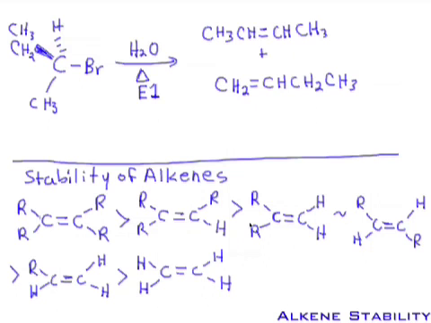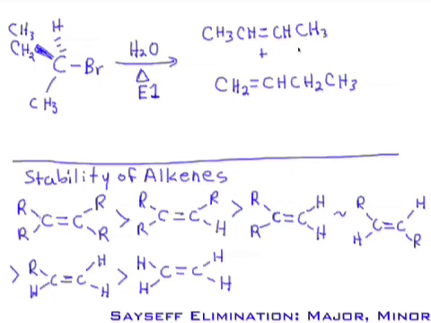Well, what does this have to do with which alkene predominates? Well, if the more stable alkene is major, this is referred to as Zaitsev elimination. Zaitsev elimination simply states that the more stable alkene is major. Now, Zaitsev elimination doesn't always occur. Zaitsev elimination can not occur sometimes. But when it does occur, the more stable alkene is major.